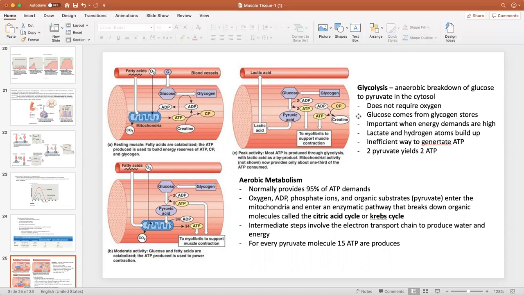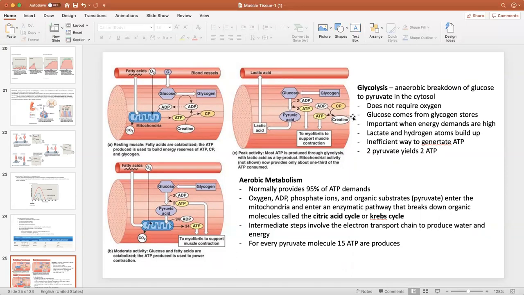Here we have glycolysis. We're going to focus mainly on glycolysis, which is anaerobic breakdown of glucose, and then aerobic metabolism, which is the citric acid cycle, the Krebs cycle, and the electron transport chain. We're not going to go explicitly into each of those, but just so that you know the names associated with those. You don't need to memorize all of the little intermediates and things like that.